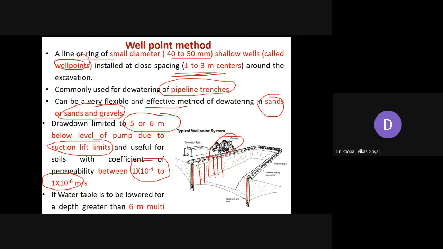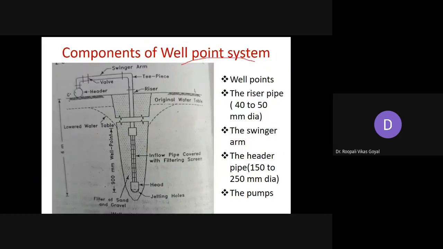So if the water table is to be lowered greater than 6 meter depth, then what do you have to do? In that case, this single set cannot work, because maximum up to 5 to 6 meter it can lower down. पर अगर आपको और depth पे जाना है तो आपको second stage install करना पड़ेगा. Okay, so if your water table is to be lowered below 6 meter, in that case you have to go for the multiple stage well point system. Here are the components of the well point system that you should know.